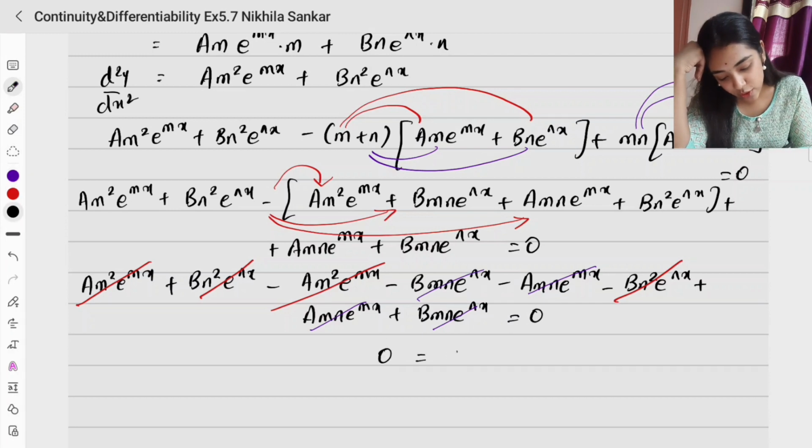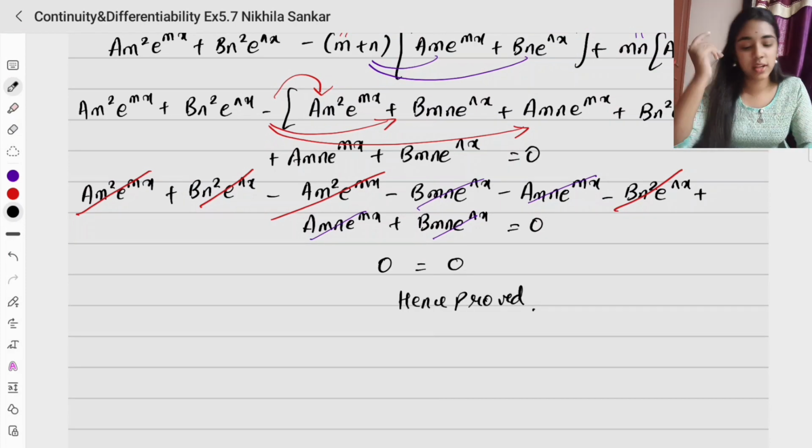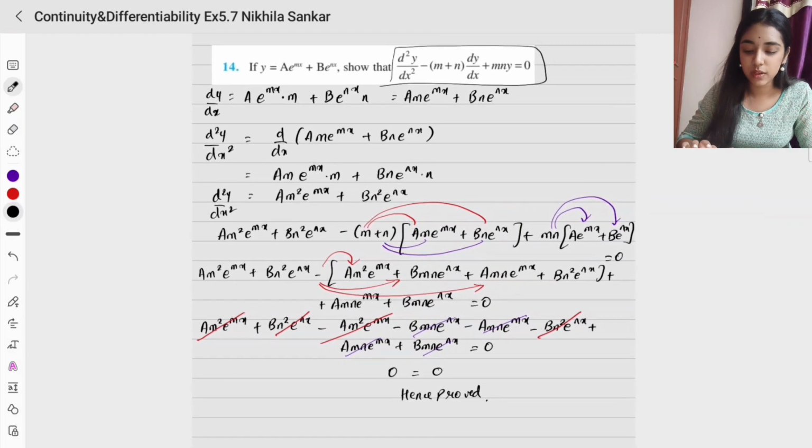So what do I have? 0 on my left hand side and 0 on the right hand side. So both are equal. So hence proved. So whatever we found out, the first order and the second order satisfy the equation. Okay, please copy.